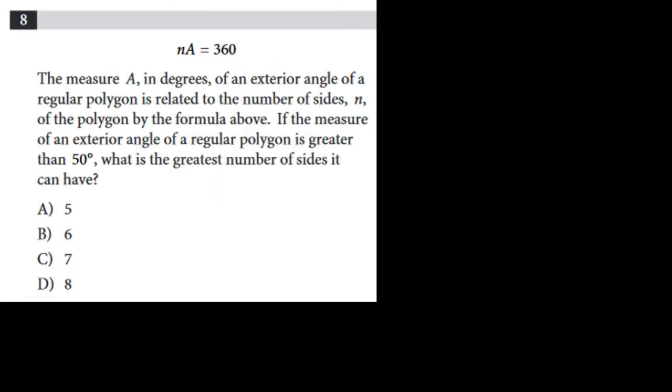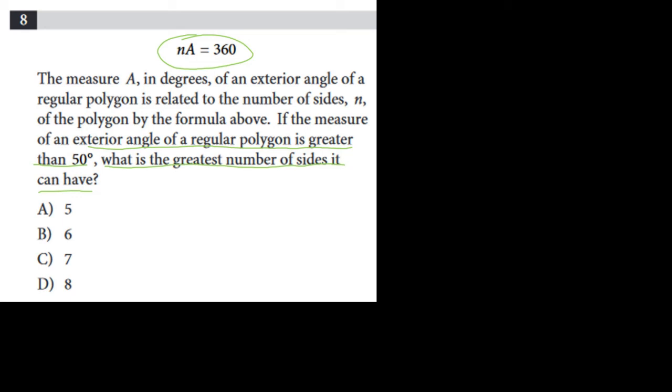Let's take a look at this one. So let's go ahead and read the question. So all I care about is the ending. You know, what is the greatest number of sides it can have? And it says right here, the external angle of a regular polygon is greater than 50. And then we have the answer choices, and then we have the formula. So this one looks pretty complicated, but let's see if we can figure this one out.